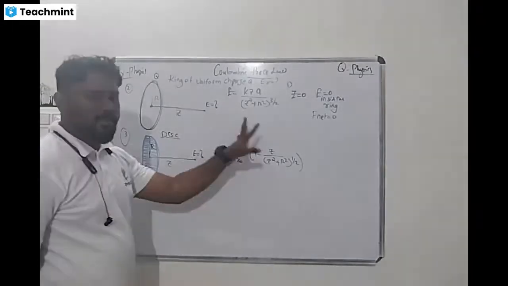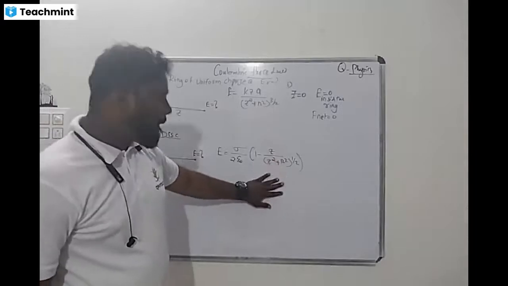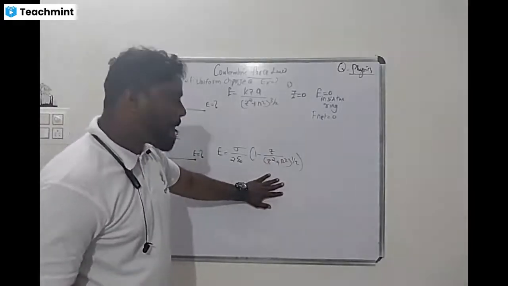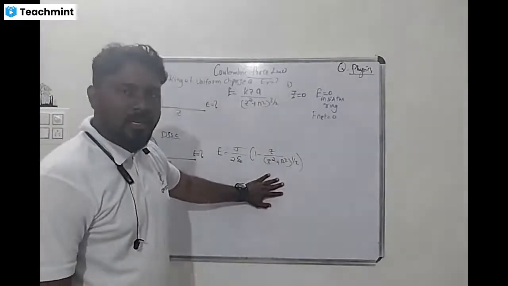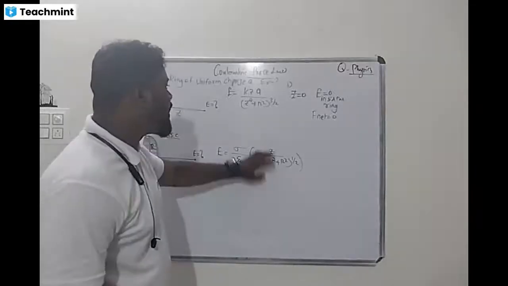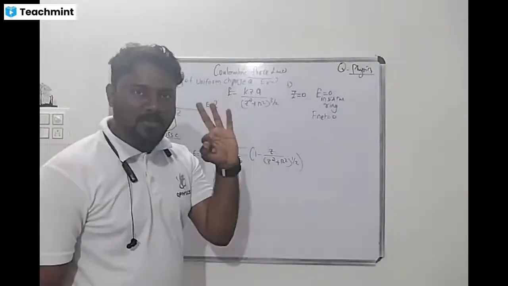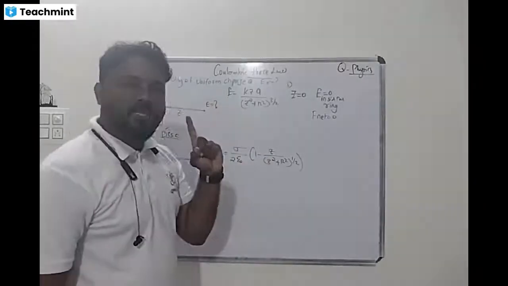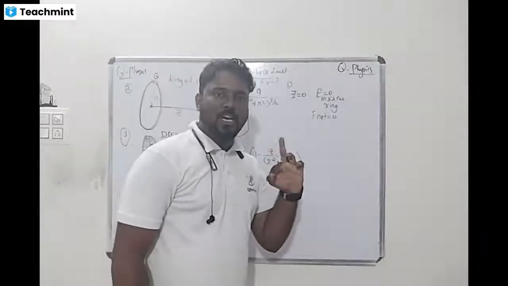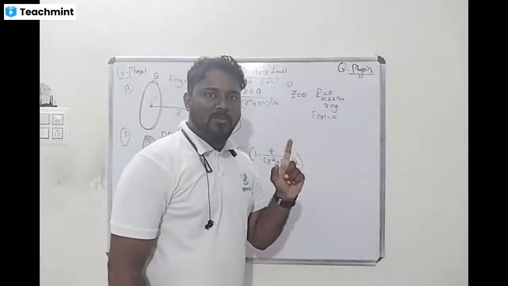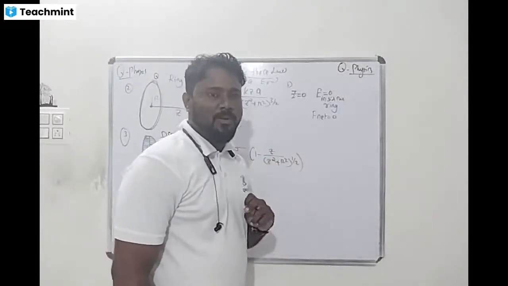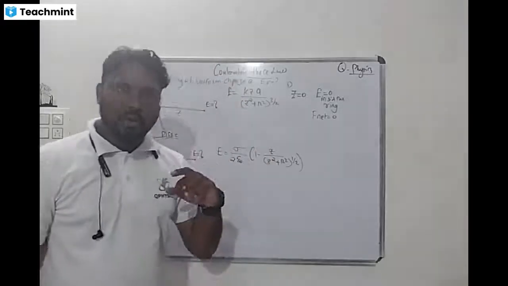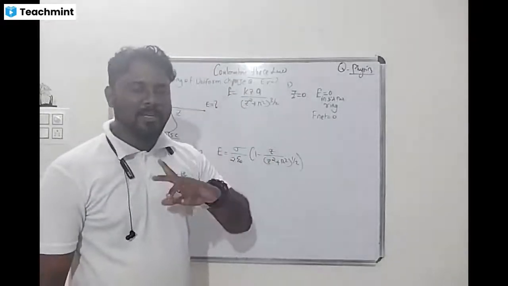Sigma by 2 epsilon 0 (1 minus z by (z square plus r square) whole power 1 by 2). Yes, so I'll ask anyone. So we have to state three formulas. What are the three formulas? One is for the rod: along the rod, what is the value? K lambda by r (cos theta 1 minus cos theta 2). Perpendicular to the rod, K lambda by r (sin theta 1 plus sin theta 2).